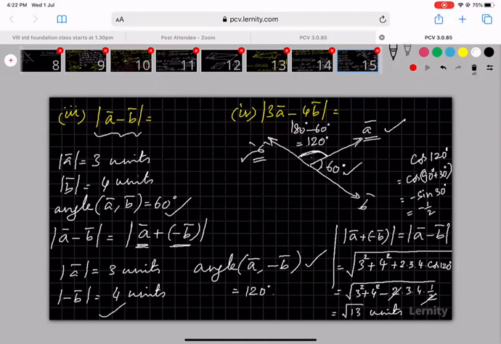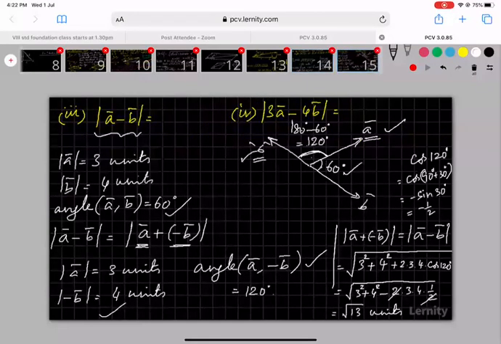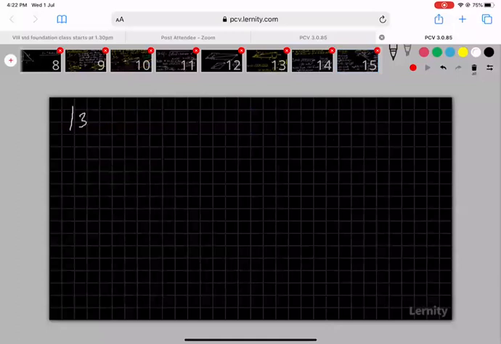Okay. Remember, this one was 1 unit. This one came to be root of 13 units only. Okay. That is how you find magnitude of resultant. Okay. So how do I do this one? Magnitude of 3A bar minus 4B bar. You guys please do it and tell me the answer.